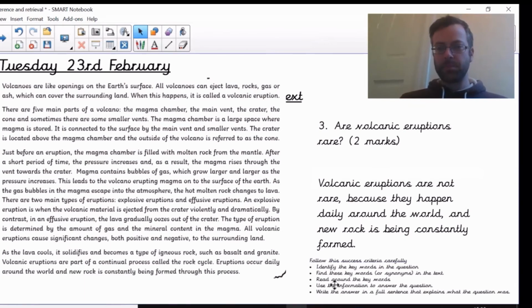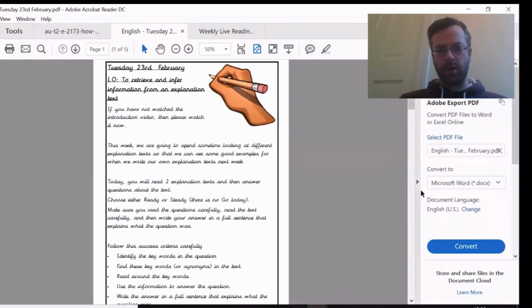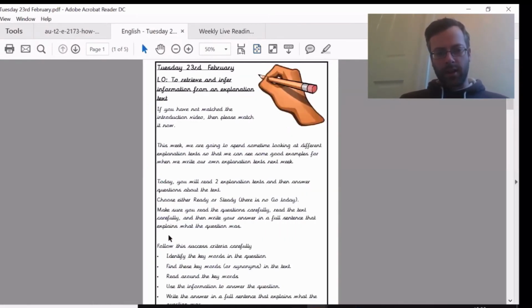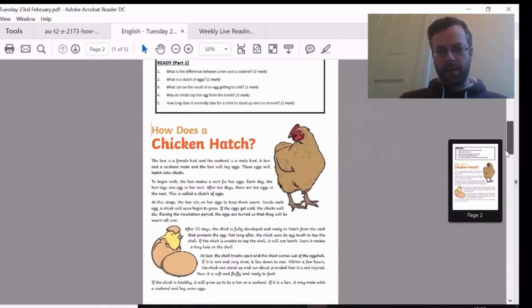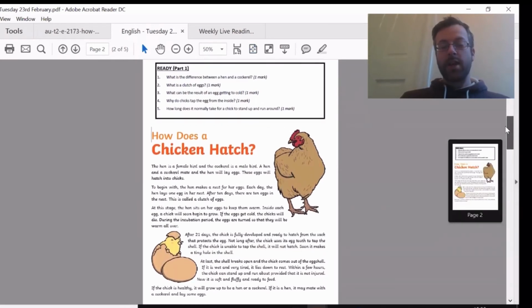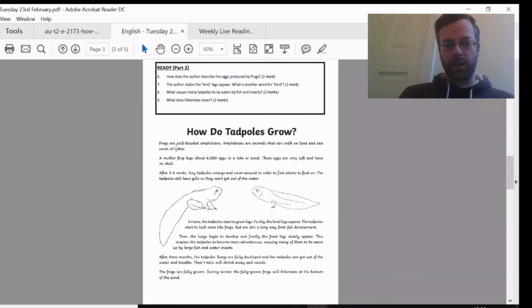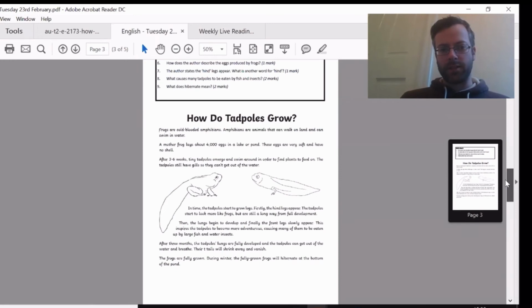Now, your task for today. On the information sheet, which looks like this, it says if you've not watched it, make sure you watch it. Then it's got the success criteria and a bit of explanation. But there were like 4 explanation texts. So you can see this is ready part 1. There's 5 questions to ask about this text. Ready part 1, if you're doing that, you also need to do ready part 2. And there's 4 questions to do about this. That's why it starts at question 6, because you've got the first 5 and then 6.